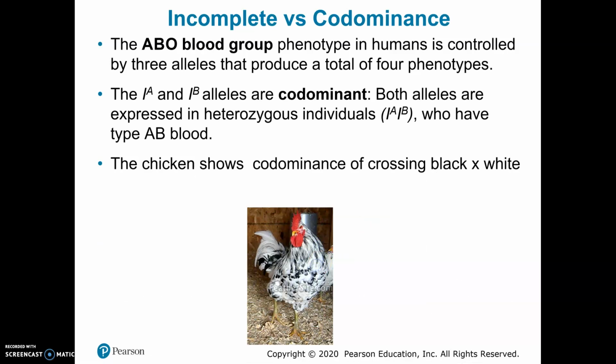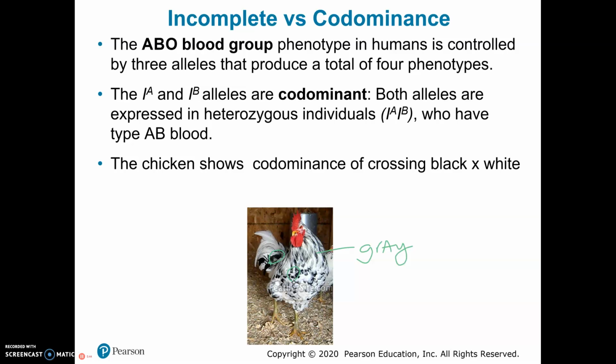And also this picture, this is a chicken with codominance. So codominance, how does that differ from incomplete dominance? Well, in codominance, you don't see an in-between. You actually see both at the same time. So if crossing black and white made this chicken gray, well, that would be incomplete dominance. You're getting an in-between color. But if you're seeing black and white spots, you're actually seeing the code for black and the code for white at the same time. So that's called codominance as opposed to incomplete dominance.